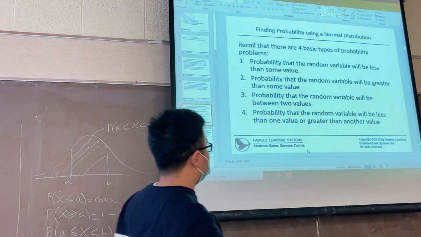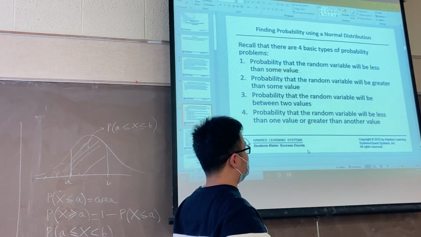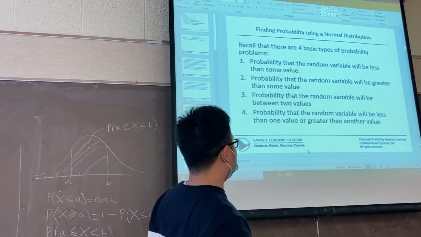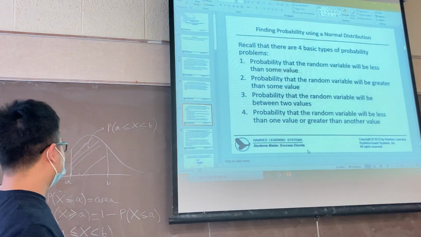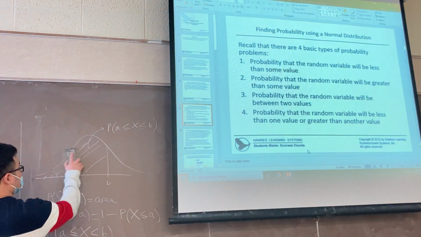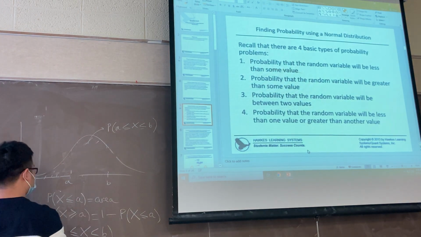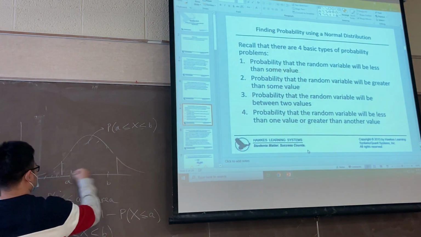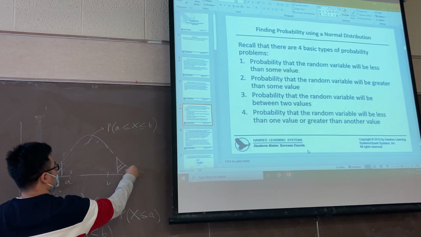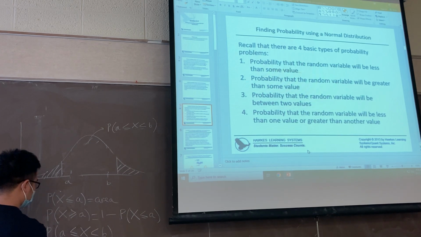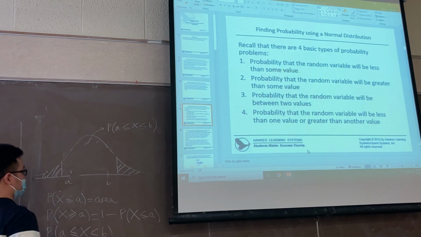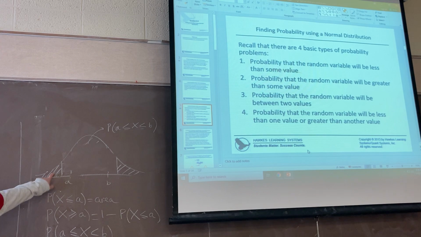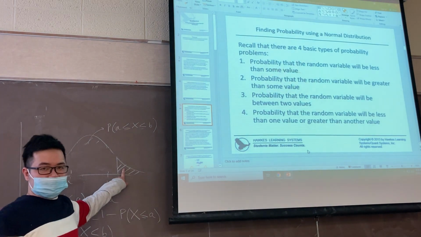The final one is the probability that the random variable is less than one value or greater than another value. That means the probability that x is greater than a or x is less than b, so x belongs to this region or to this region.